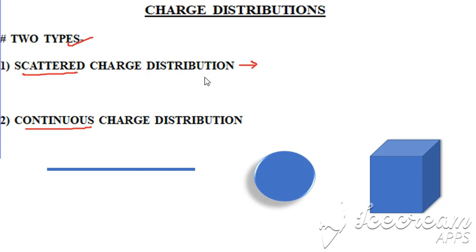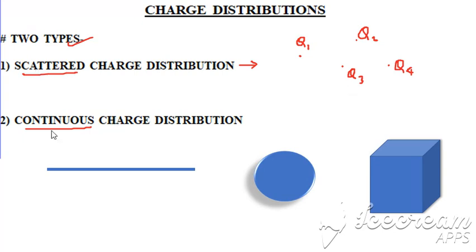In scattered charge distribution, there will be charge located at different points. Let's say Q1 is located here, Q2 will be located there, Q3 is located somewhere there. So there can be n number of charges located at different locations. So this kind of charge distribution is known as scattered charge distribution. That means they are scattered.